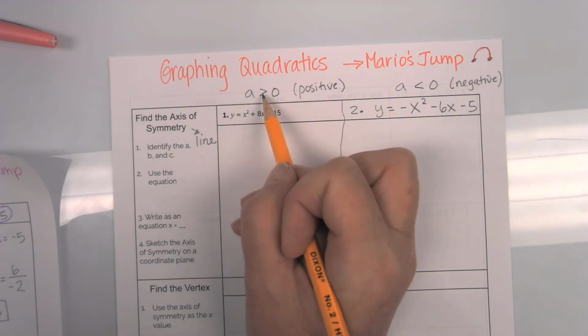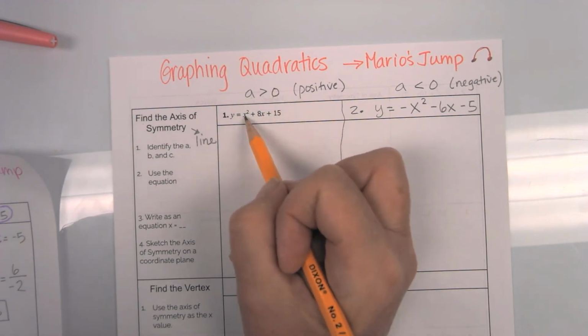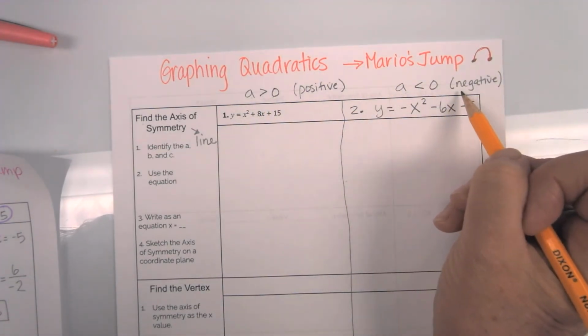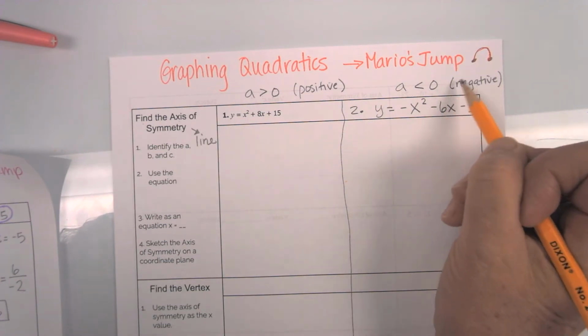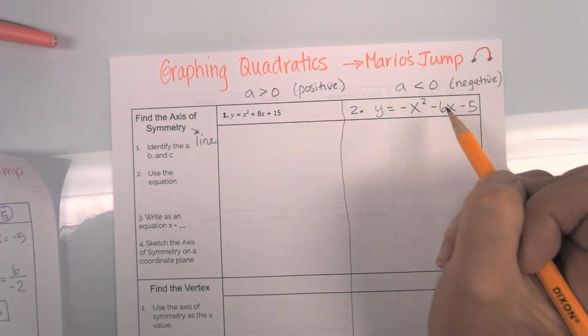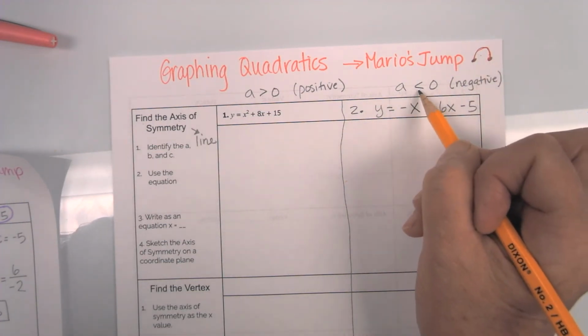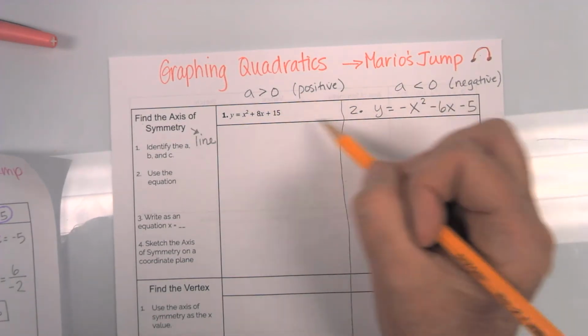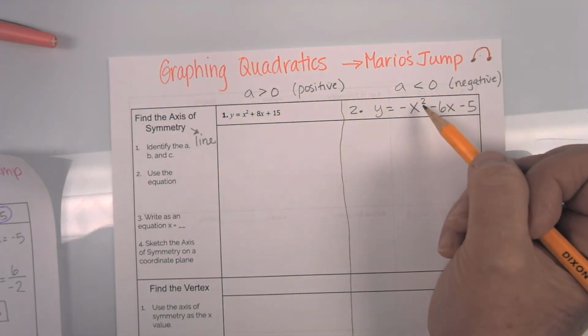In other words, a is greater than 0. And we're going to look at one where our parabola is negative. It is upside down like a frown. It looks like this. It's when our a is less than 0. So we'll talk a little bit more about that when we begin to sketch.